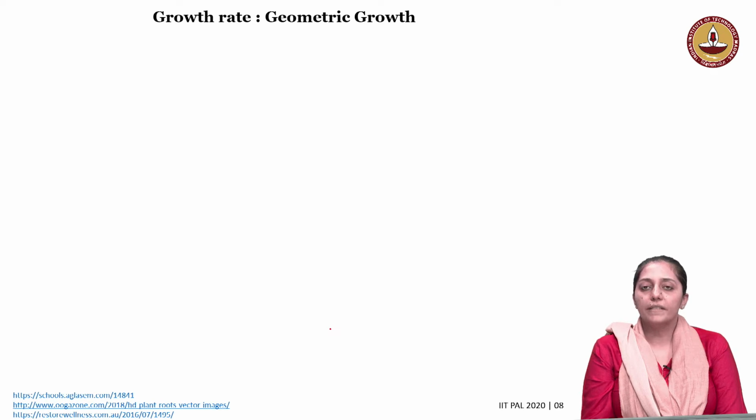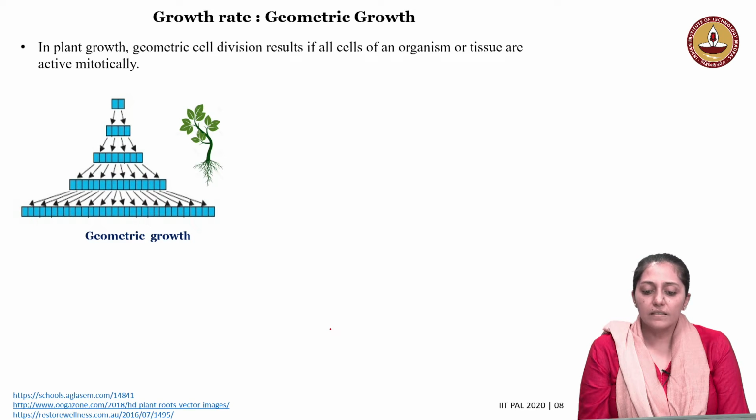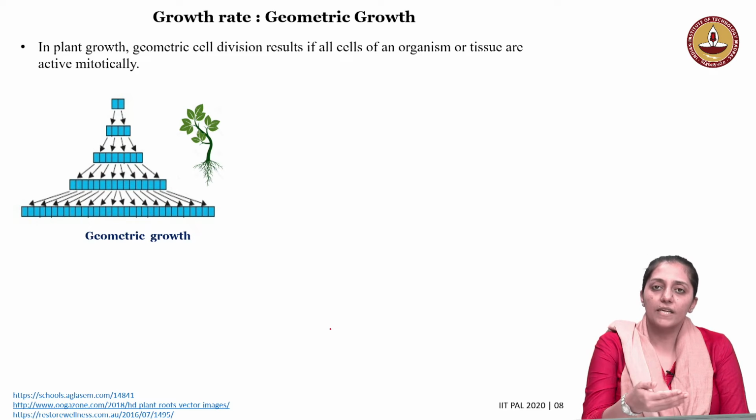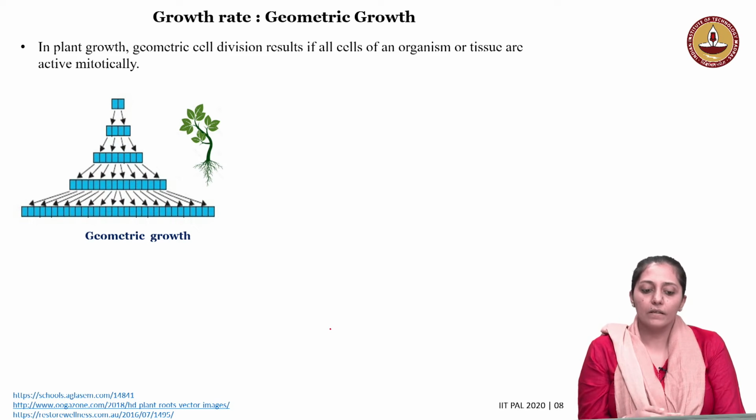Now, let us see how we determine geometric growth. In plants, geometric cell division results if all the cells of the organism or the tissue are active and are continuously dividing via mitotic division. So, in that case what will happen? The 2 cells will lead to 4 cells, every cell leading to 2, so the 4 cells will again lead to 8 cells, then these 8 will become 16 and so on. So, this is a geometrical growth pattern.